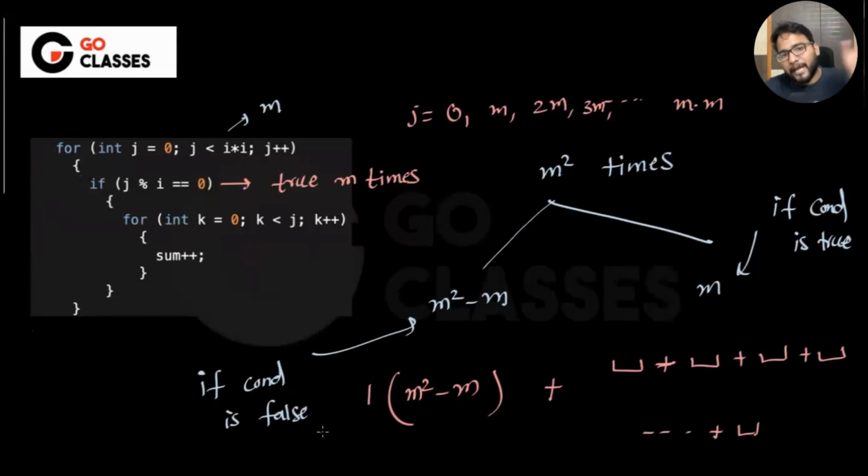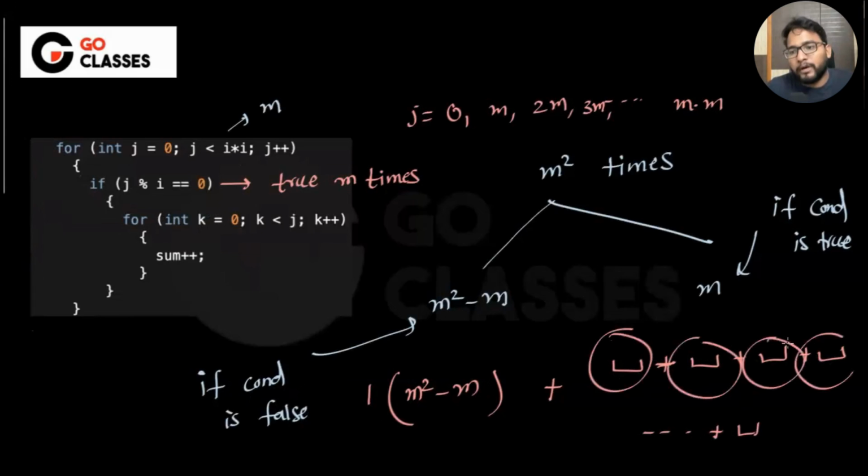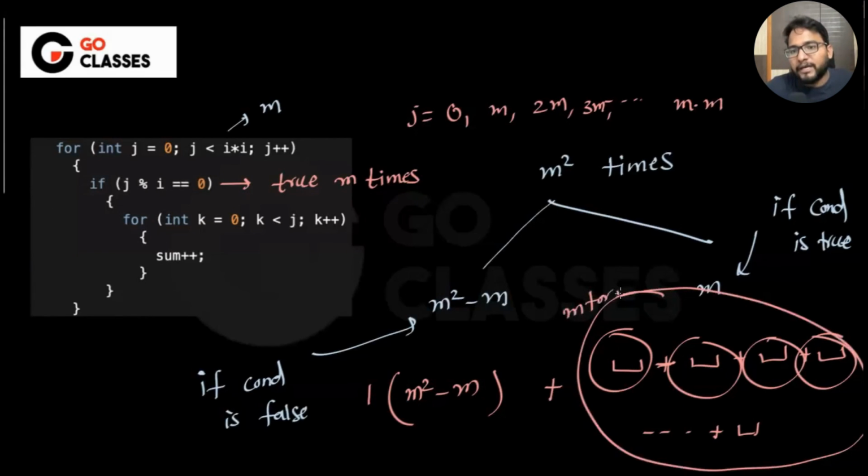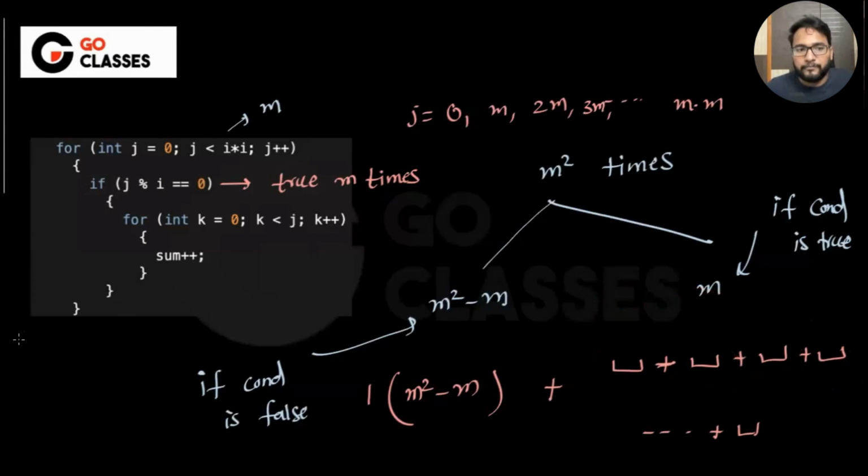M is, I'm taking m separately. I'm just dividing this m also one by one, one, total m terms. These are the total m terms. I need to see every time what is happening.